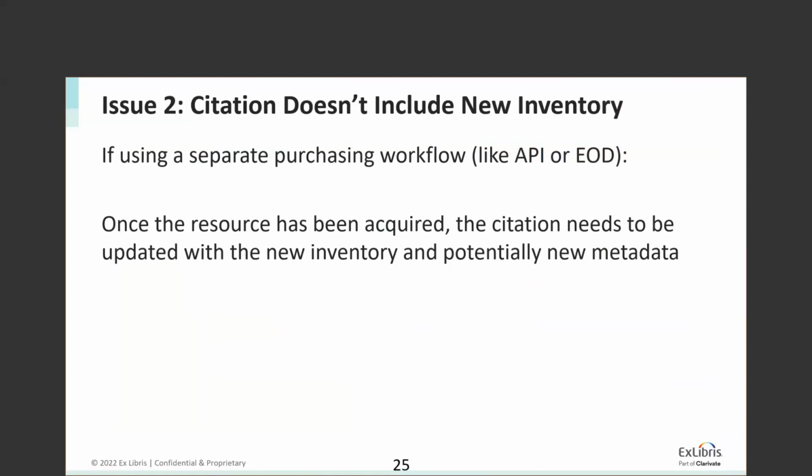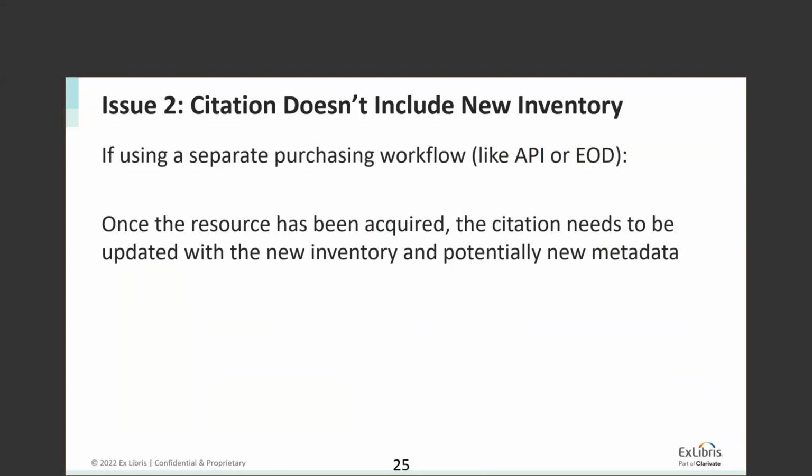If you follow the full purchase request workflow, you have the citation, which creates the bib record, which creates the purchase request, which creates the PO line, which creates the inventory. There's a link through the whole process here, and then a link back again as well. So your inventory is then automatically linked back to your citation.